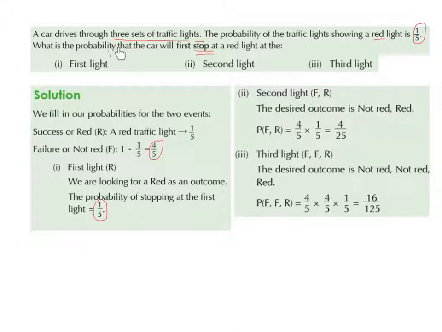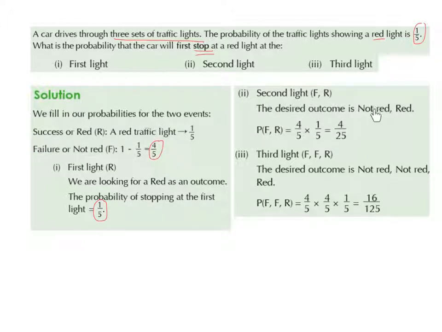Next, we want the probability that the car will first stop at a red light at the second light. So if it is to be a red light at the second light, it means we have F comma R. So we have failure at the first light, which means it's not red, and red at the second light. So the desired outcome is not red, comma red, or failure, comma red. So remember, the probability of failure or not red is 4 over 5.